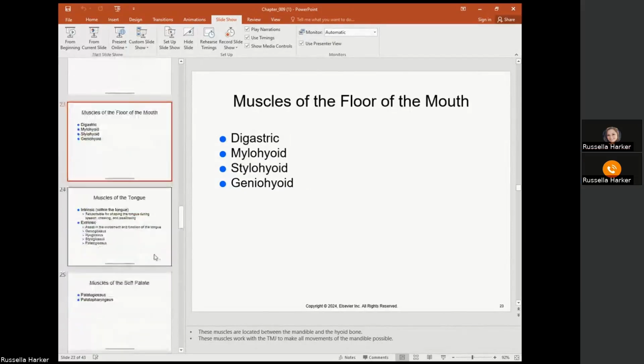On the muscles of the floor of the mouth, we have the digastric, mylohyoid, stylohyoid, and geniohyoid. These muscles are located between the mandible and the hyoid bone. They work with the TMJ to make all movements of the mandible possible.